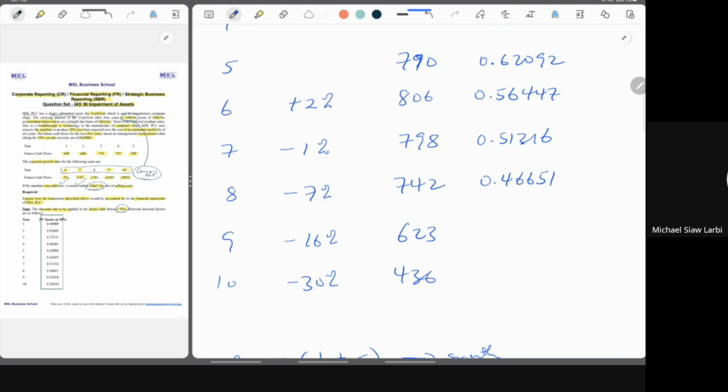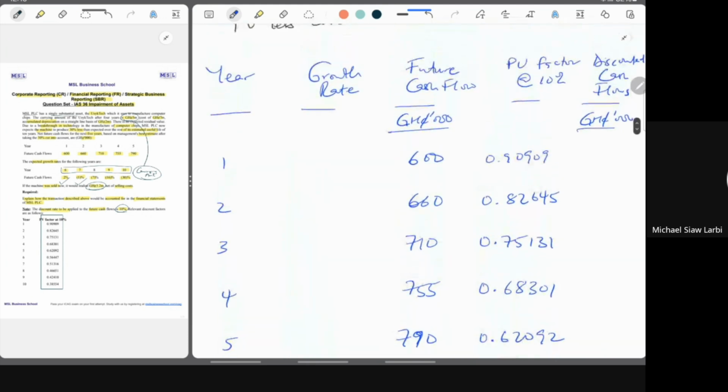For year 9, we have 0.42410. And the final year 10, we have 0.38554. All we now need to do is to multiply the future cash flow by the discount factor to get the present value. What is really happening here is, let me show you.